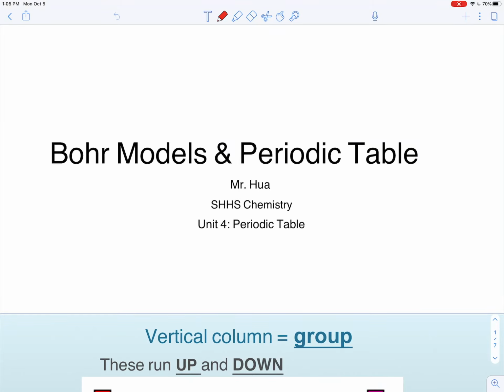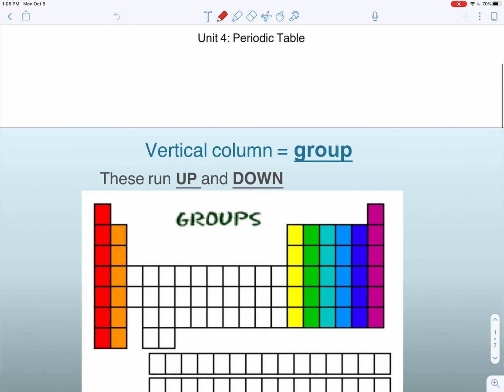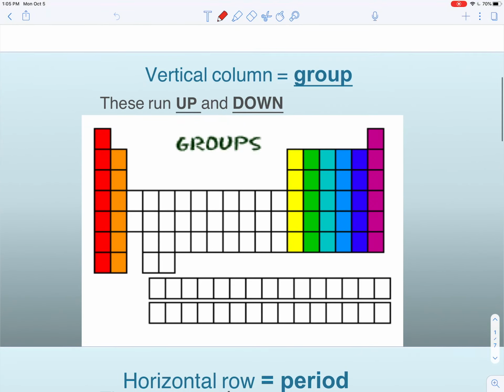Hi everyone, today we are going to look at some Bohr models in more detail and see what they tell us about some periodic table trends. So, some key terms that you need to know.